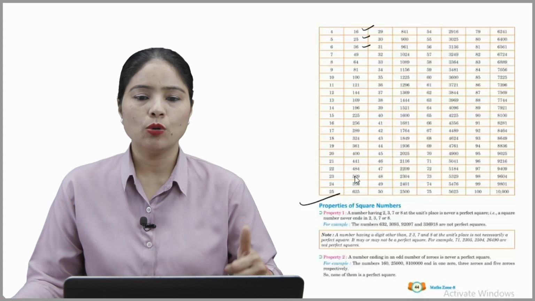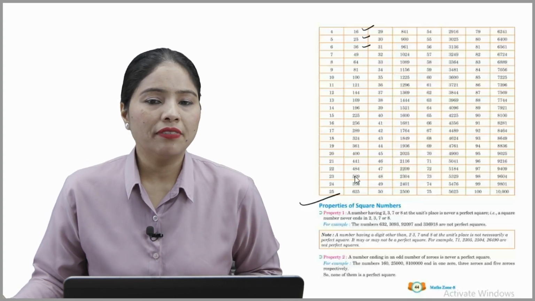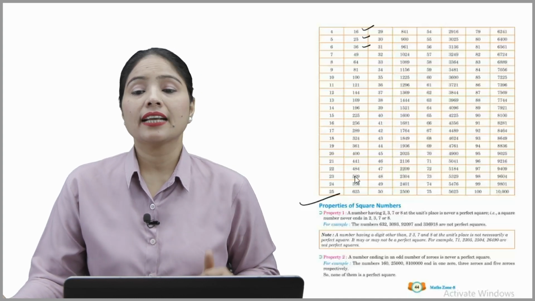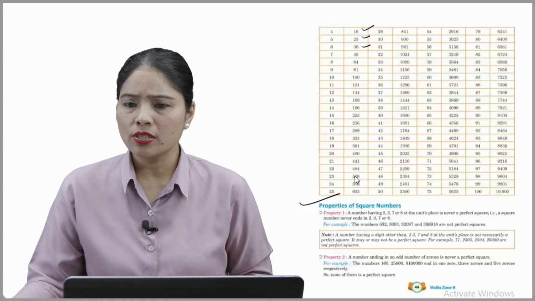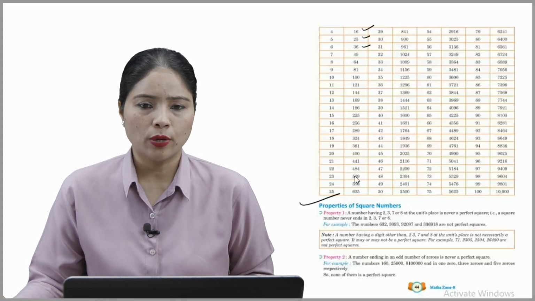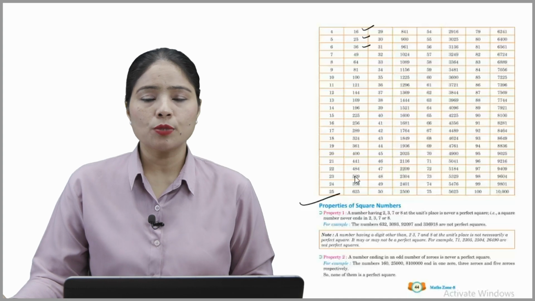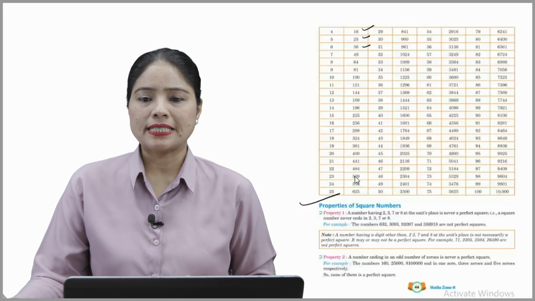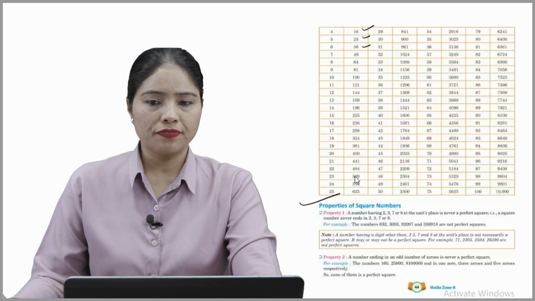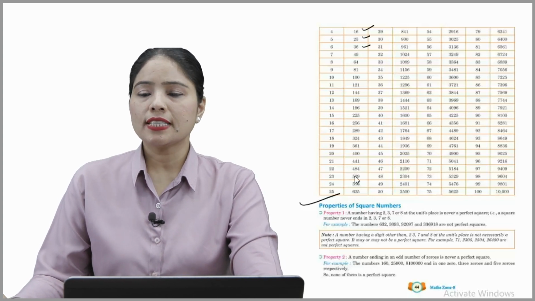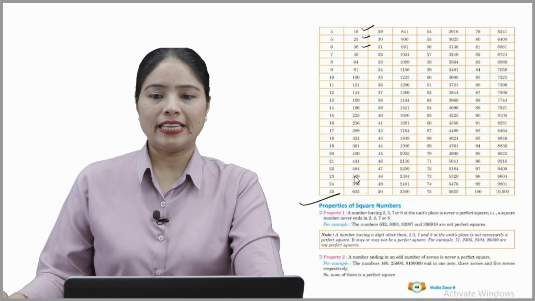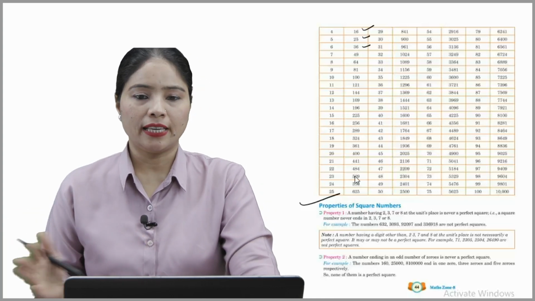Remember this. Now note. A number having digits other than 2, 3, 7 and 8 at the unit place is not necessarily a perfect square. ये ज़रूरी नहीं है कि वो perfect square होगा. It may or may not be a perfect square. For example, 71, 2305, 2504, 26490 are not perfect square. ये हमारे क्या है? Perfect square नहीं है हमारे.